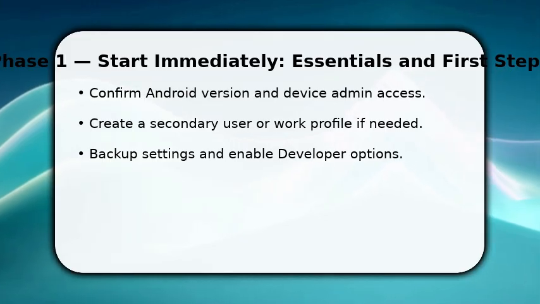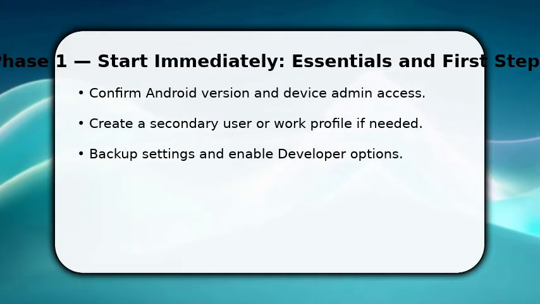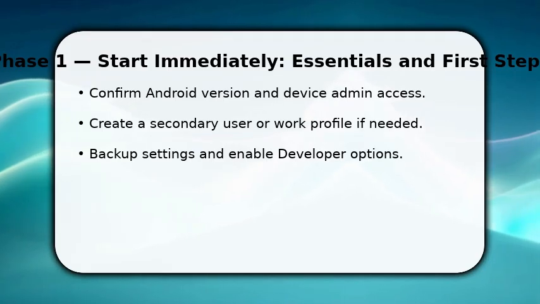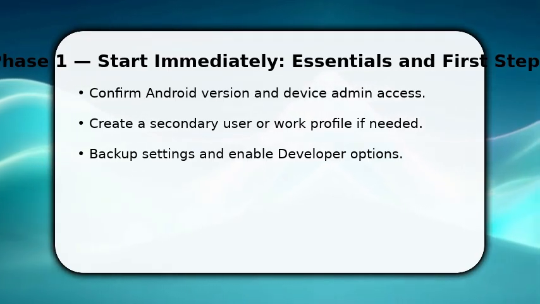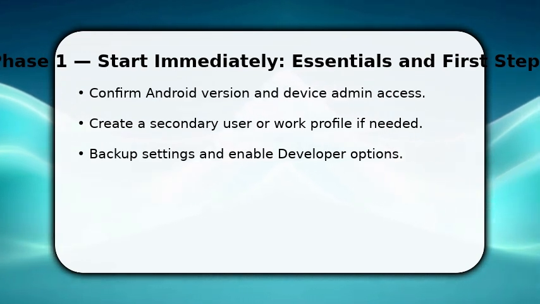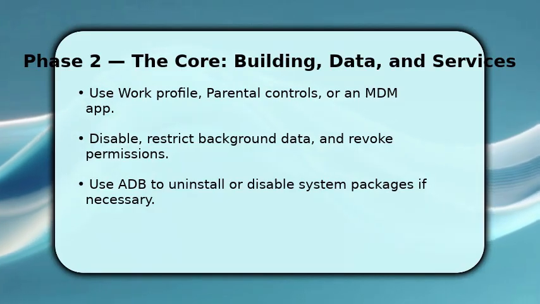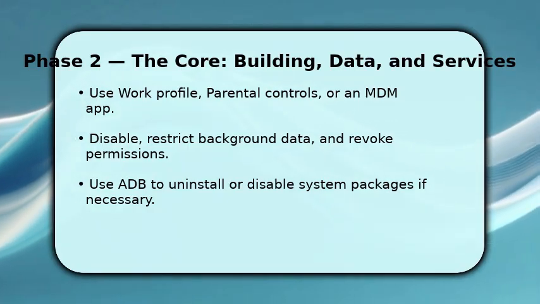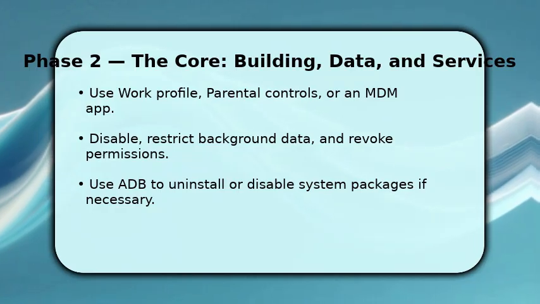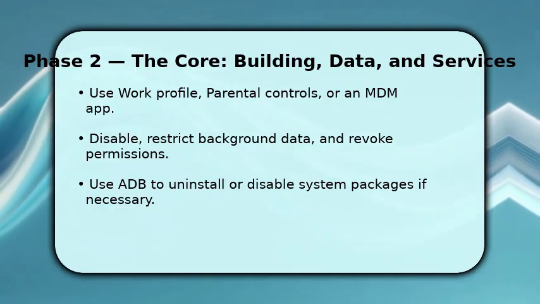Don't pause. You will need to identify Google Apps to target, so list package names or visible app names. This prevents accidental disabling of essential services. Now you apply restrictions. Add apps to the work profile or configure parental controls and revoke permissions to stop access. If those fail, use a mobile device management app for granular controls.